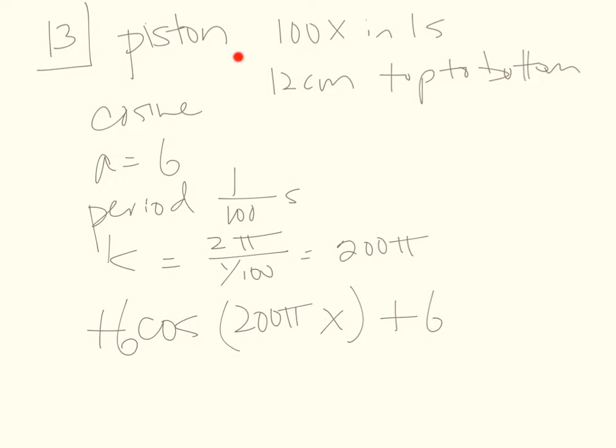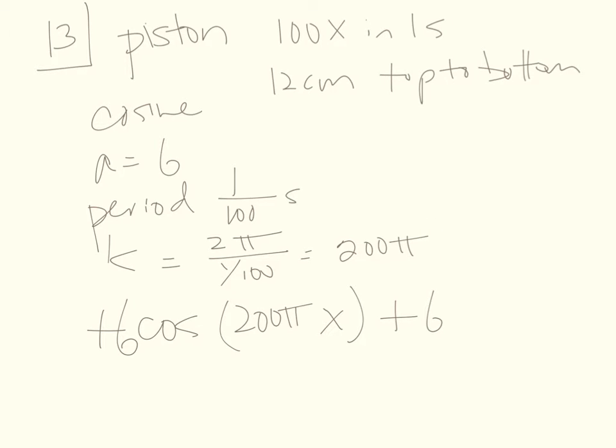They said the piston goes up and down 100 times in 1 second. So the time it takes to go up and down once would be 1 over 100, or 1/100th of a second. The period helps us determine k. K is equal to 2 pi divided by the period. So 2 pi divided by 1 over 100 ends up being 200 pi.